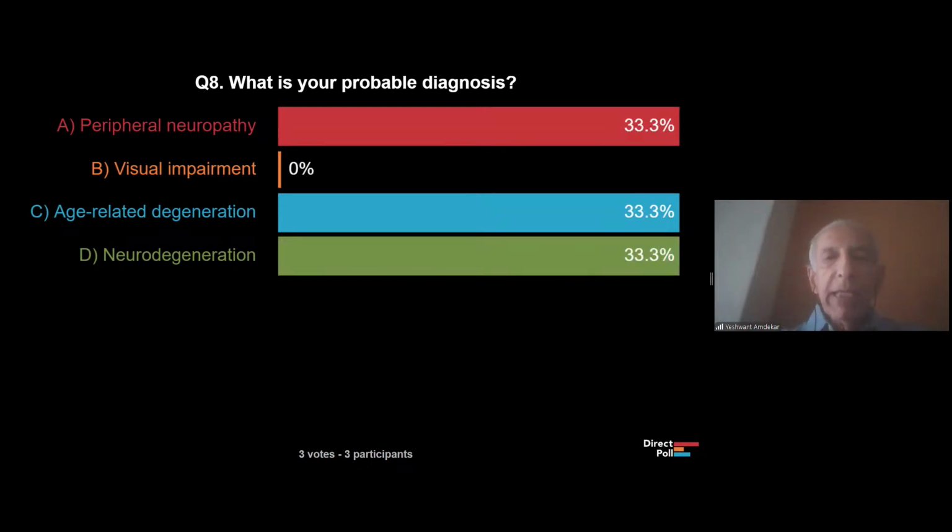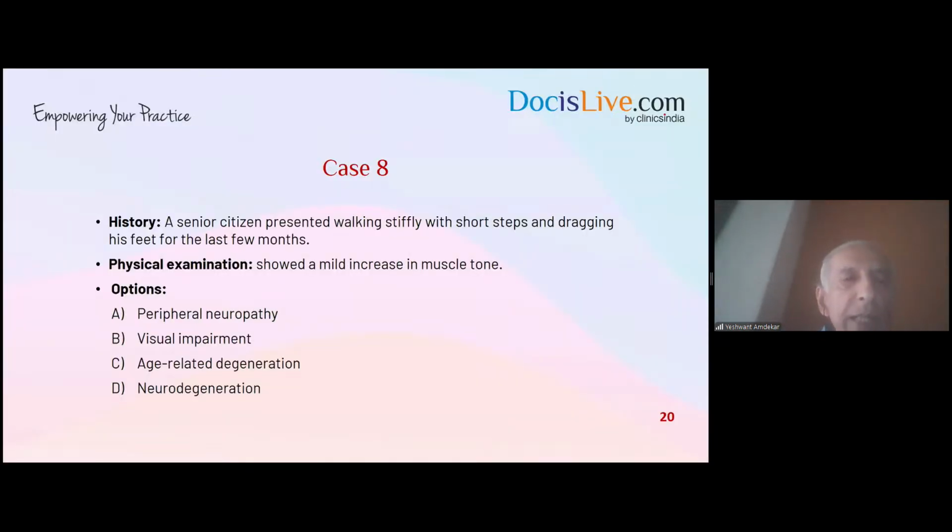Can I have the slide back, please? Well, if you talk about the peripheral neuropathy, then he is certainly likely to have not only just dragging, take a note, he's stiff. The muscle tone is increased. Now, when muscle tone is increased, it's certainly a spasticity, and spasticity means really it's something upper motor neuron and not lower motor neuron. So this is not a peripheral neuropathy.